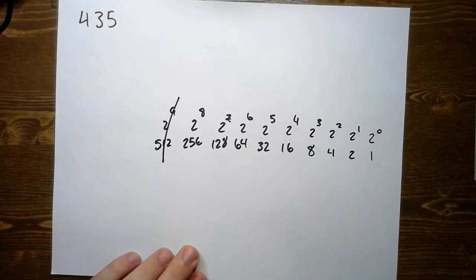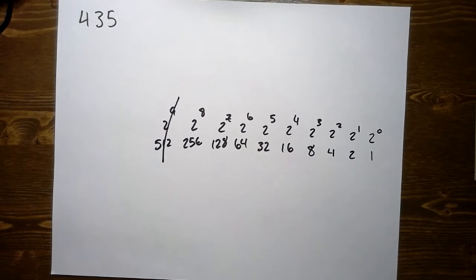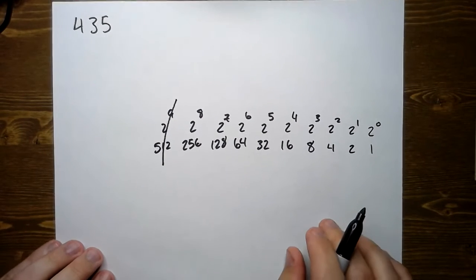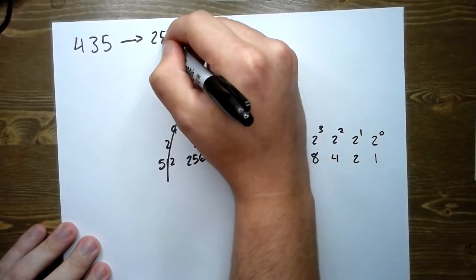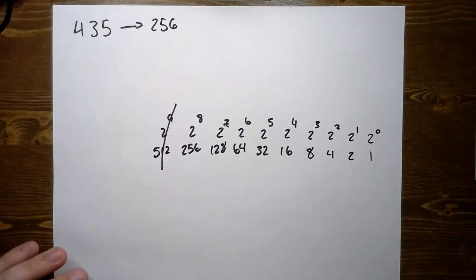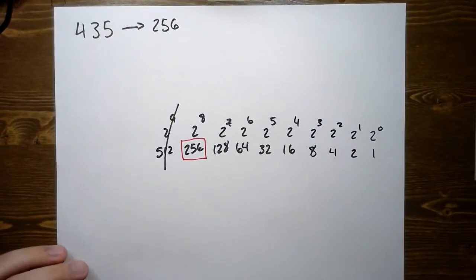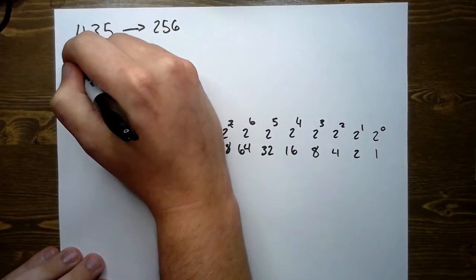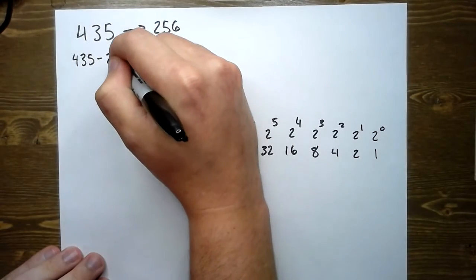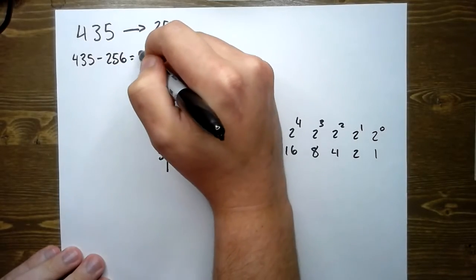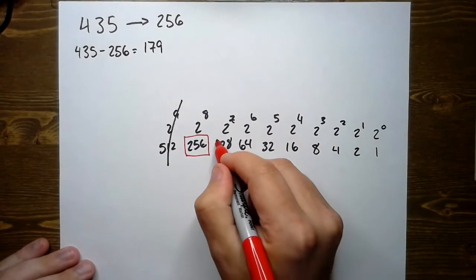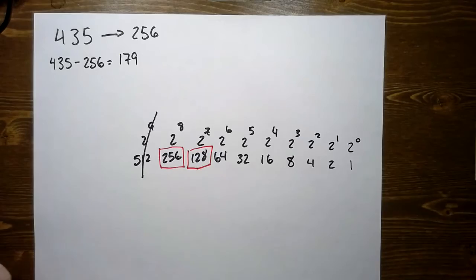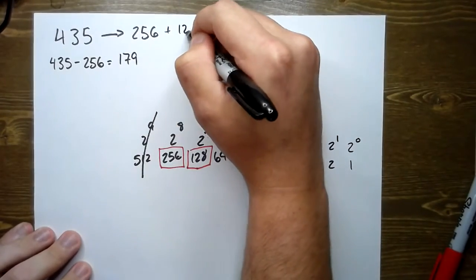We're not going to worry about that guy. So now the biggest number that is still smaller than 435 would be 256. So we'll put our 256 up here. Circle that guy. Right? So our 435 minus 256 is equal to 179. Our next biggest one would be 128. Right? So plus 128 here.